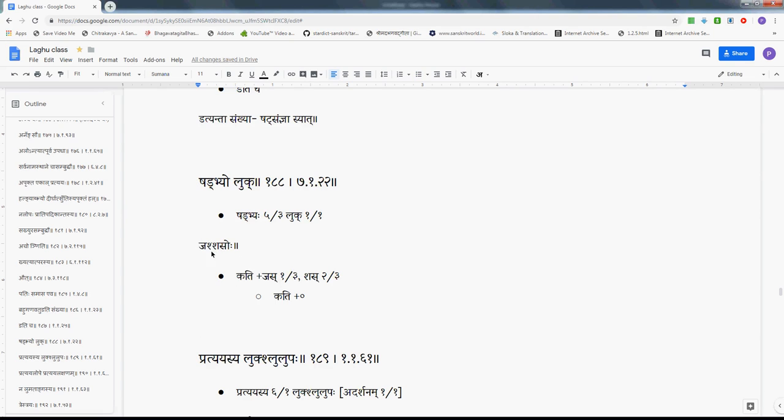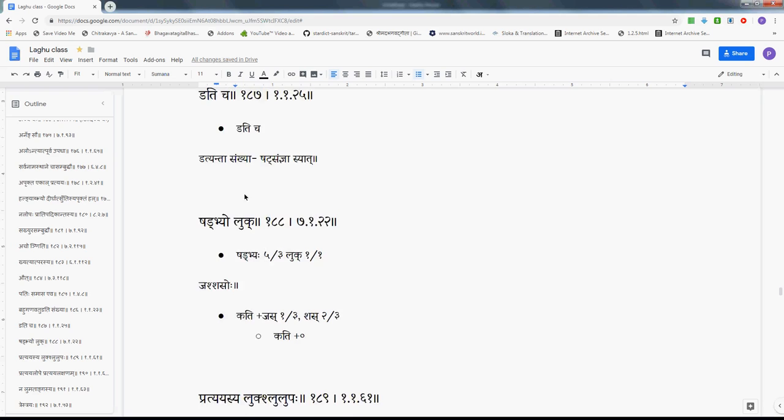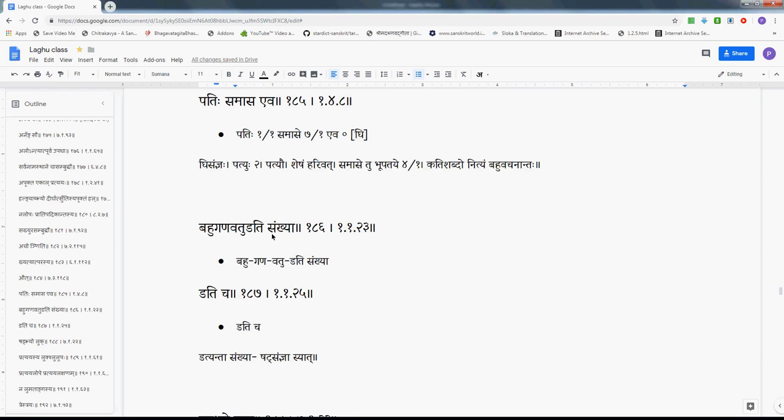and the vritti is jasasoho look bhavati Shadbhyaha. And what is shat? Those which have shat sanya, and shat sanya is for bahugana vatu dati sankhya and daticha. And here our interest was for the word kati, and kati shabda being datyanta sankhya shat sanya syat. So bahugana vatu dati brings sankhya sanya for kati shabda because it is datyanta, and dati cha shat sanya. Shat sanya gets shat sanya.